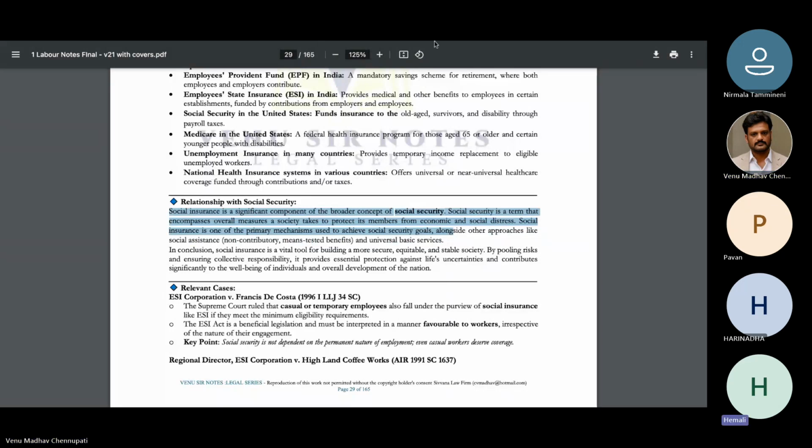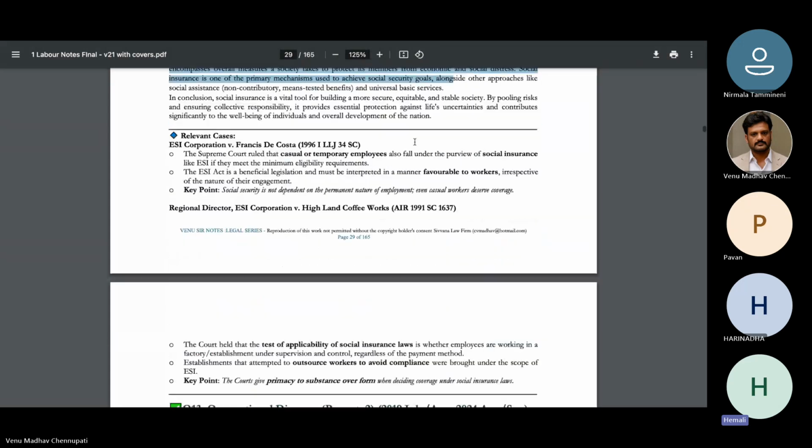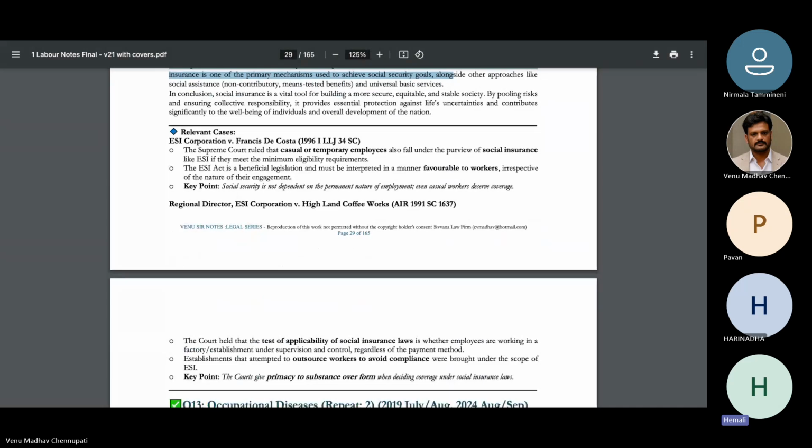Relevant cases are ESI Corporation versus Francis DeCosta. The Supreme Court ruled that casual or temporary employees also fall under the purview of social insurance, like ESI, if they meet the minimum eligibility requirements. The ESI Act is a beneficial legislation and must be interpreted in a manner that is favorable to the workers, irrespective of the nature of their engagement. So, the key point here is social security is not dependent on the permanent nature of employment. Even casual workers deserve the coverage.